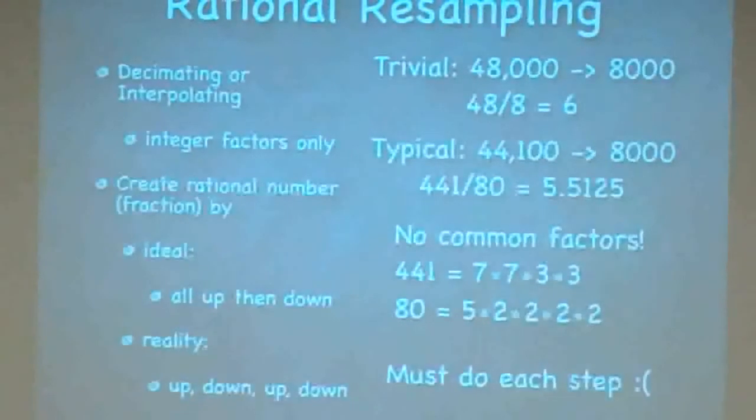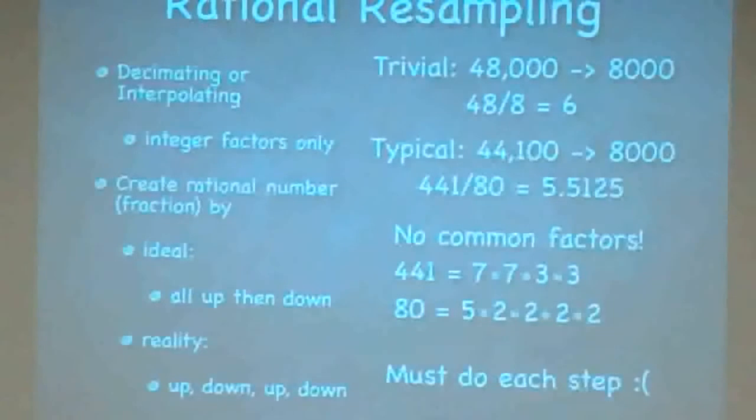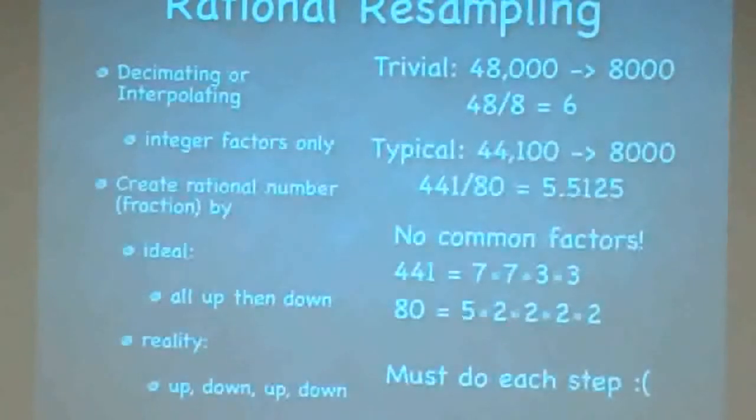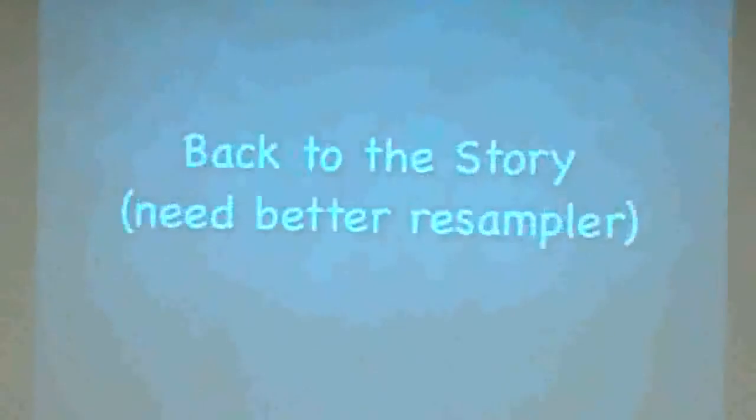Now, the best way to do this from a theoretical perspective is to do all the upsampling and then do all the downsampling. And that's just not practical in many of these cases because of the amount of memory you need to do all this upsampling. I'd have to upsample 44,100 samples per second by 441 and then bring it down. It's just not going to happen. Or 8,000 by 441 and then down by 80. So what you have to do is find the best compromise of going up, down, and that's experimentally determined. So that's a little bit of sampling theory, and with that, we'll return to the story.